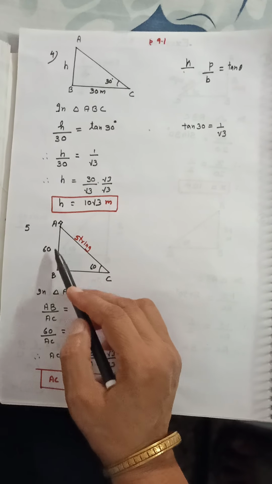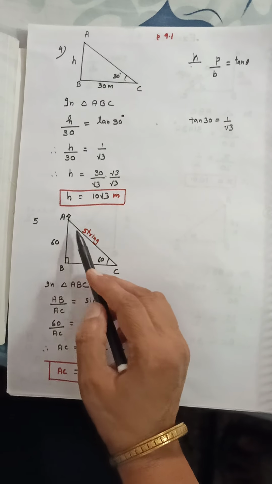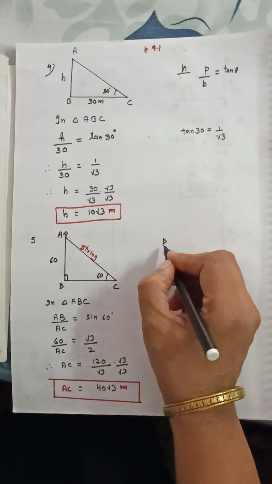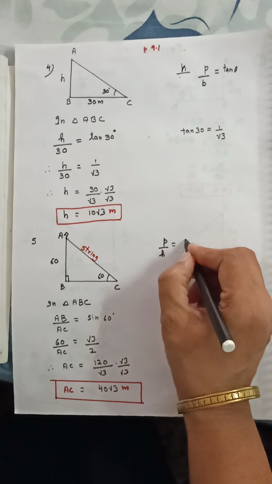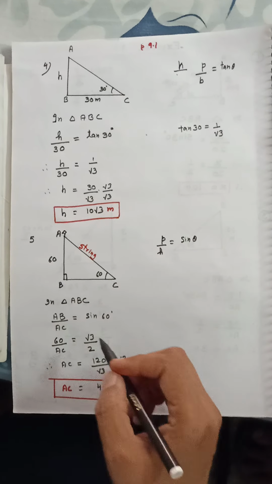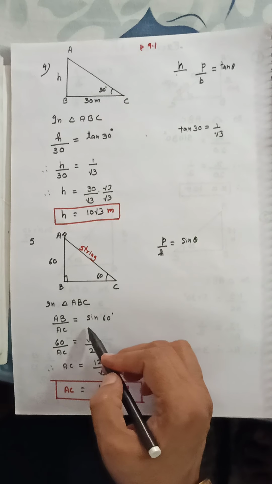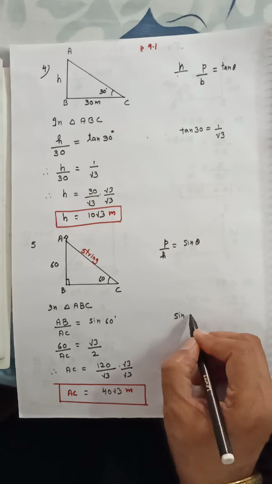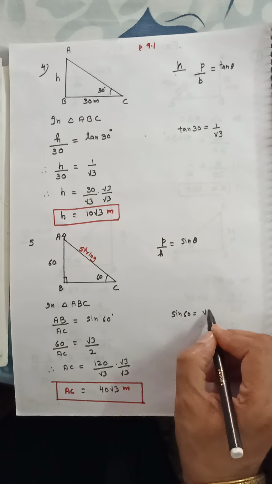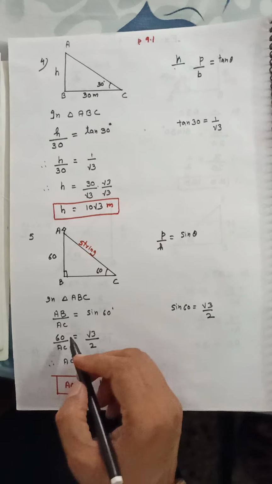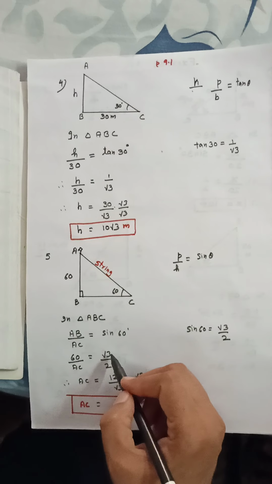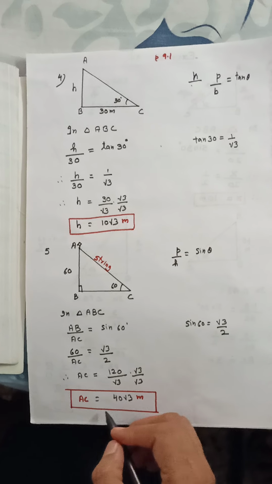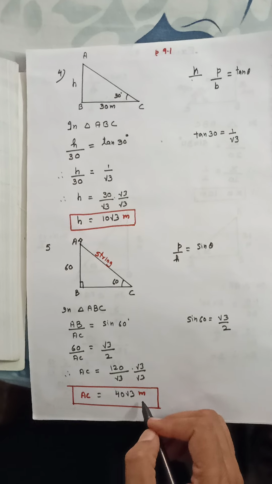Now you can see the perpendicular is given as 60, and the hypotenuse we wish to find. Again we know the relation between perpendicular and hypotenuse is nothing but sine theta. So AB upon AC will be equal to sine 60 degree. And the value of sine 60 degree you have to learn: it is nothing but root 3 by 2. So 60 upon AC will be equal to root 3 by 2, and after solving it you get the length of AC as 40 root 3 meter.